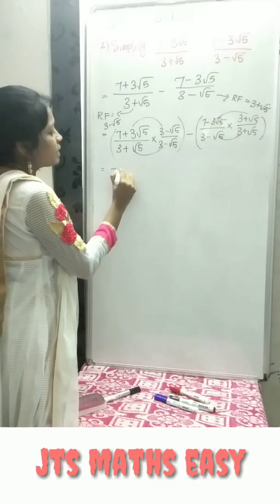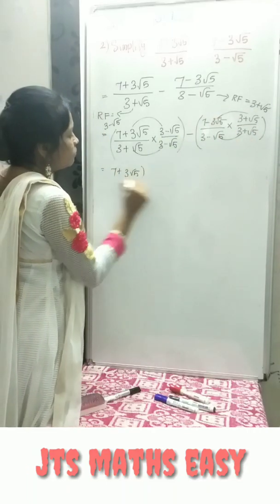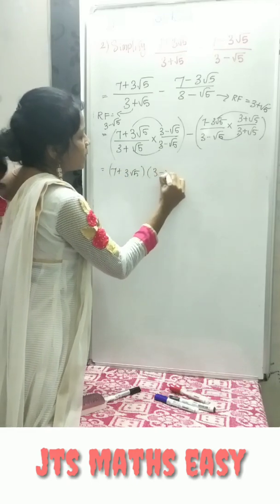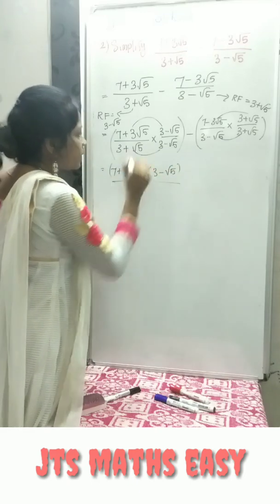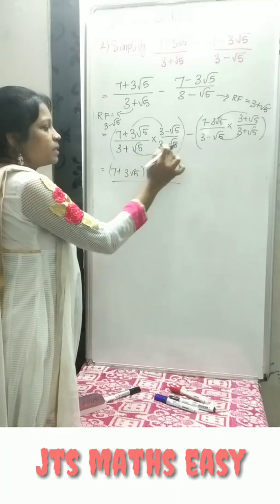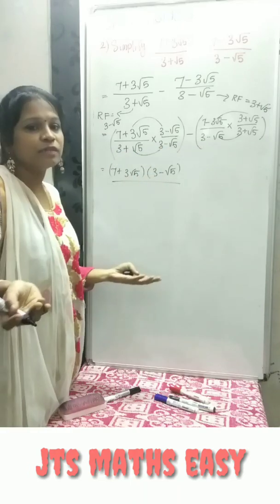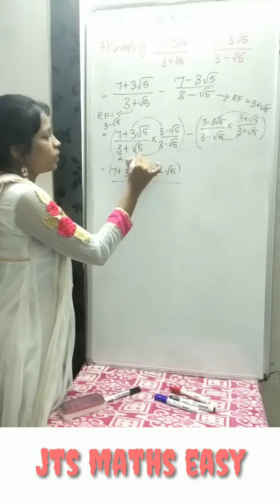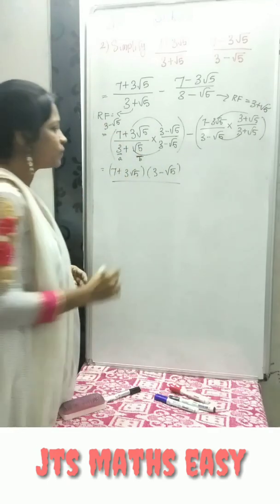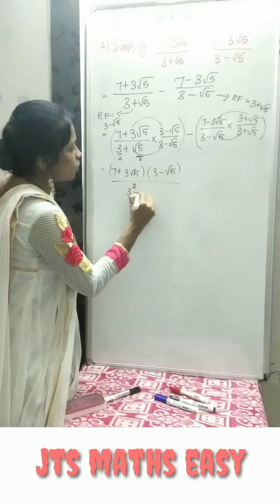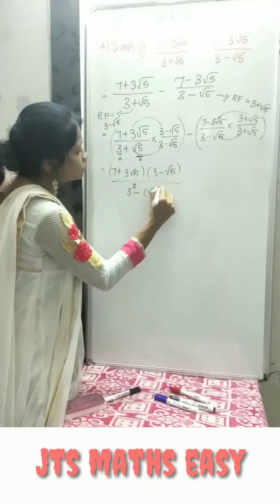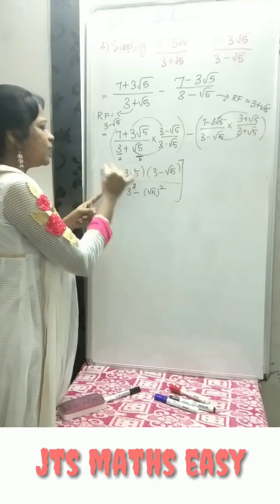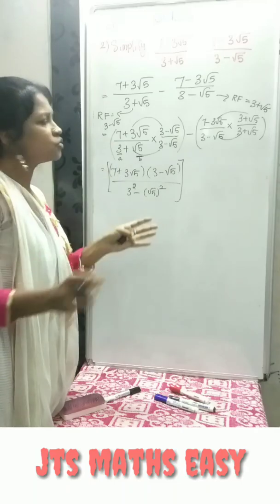Now you have to multiply the numerator and the denominator for both. So 7 plus 3 root 5 into 3 minus root 5. And below, it is a plus b, a minus b, so you can directly write it in the form a square minus b square. In place of a we have 3, in place of b we have root 5. So it's 3 square minus root 5 the whole square.